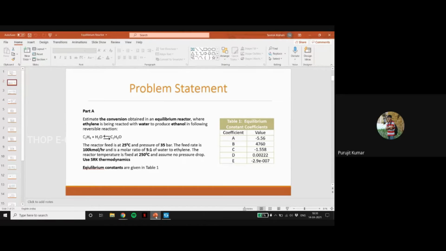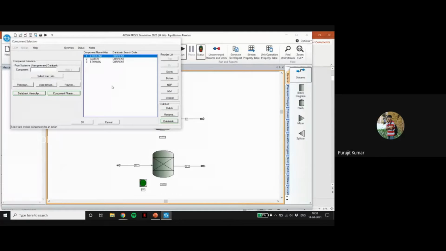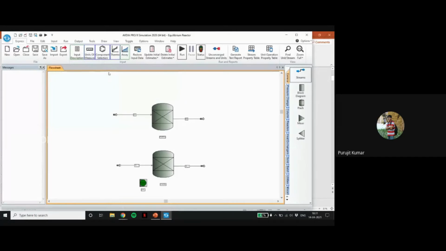If you see, we already have a reaction here, that is ethylene reacts with water and then gives you ethanol. So the first thing that we did was select three components, that is ethylene, water, and ethanol. As of now, we just selected the components. We didn't define the reaction. So the next thing that we did was we defined the reaction input.